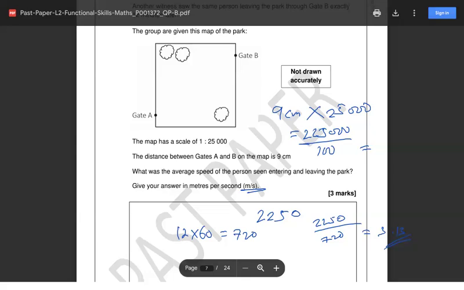That's it. Don't forget to convert the scale first, because the speed is in meters per second. So convert to meters, and also convert the time to seconds.